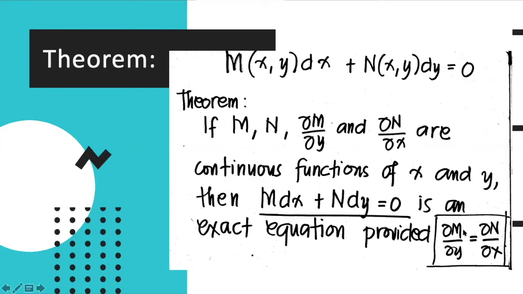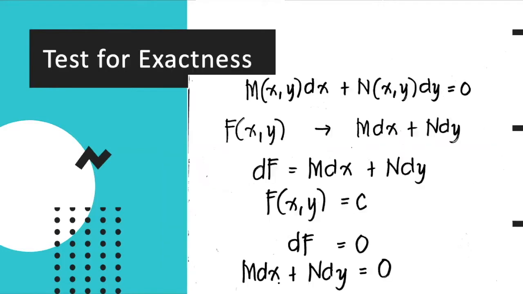The partial derivative of M with respect to y must be equal to the partial derivative of N with respect to x for us to be able to conclude that a differential equation of this form is an exact equation. Okay, so firstly, we are going to analyze the test for exactness. How can we determine the exactness of an equation?